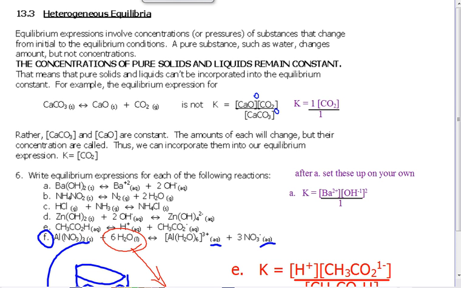So the reaction orders: you replace solids. Solids get written to the 0 power, or 0 order. What happens if anything's to the 0 order? They become ones, right? They become ones.